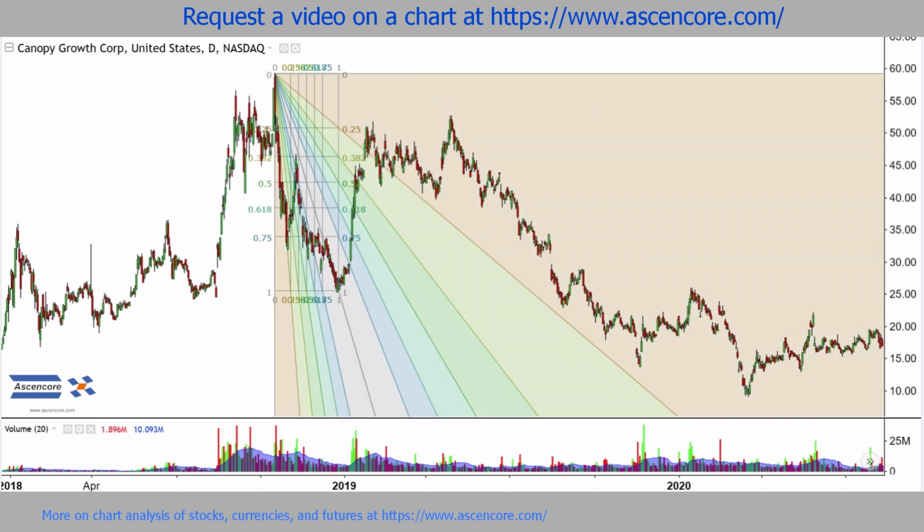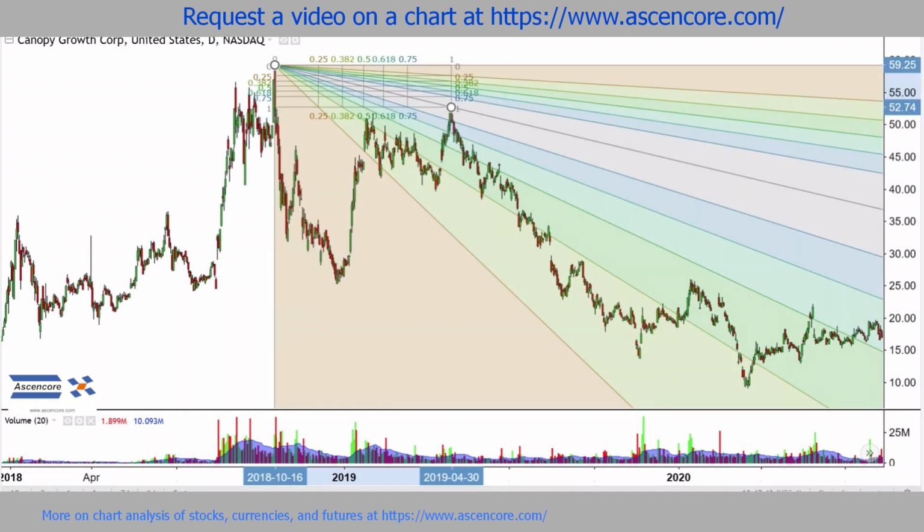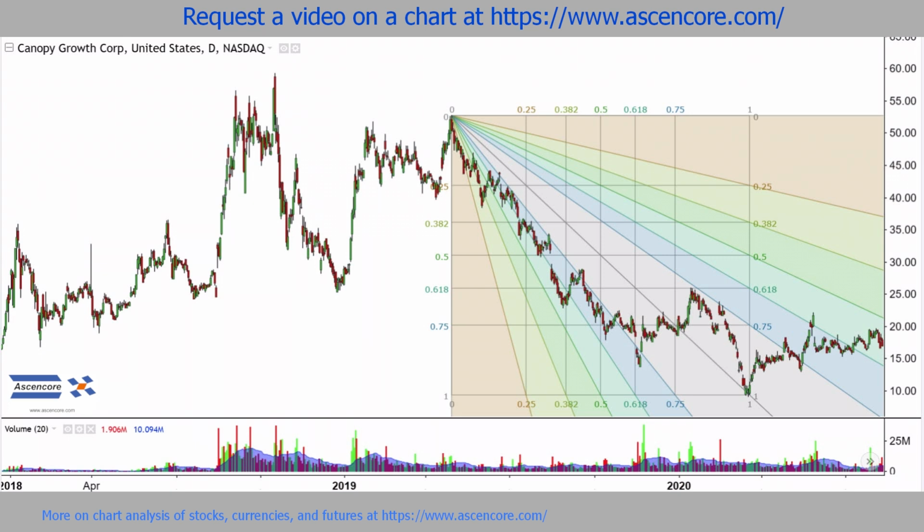When deciding on where to place a fib fan, there's not always one exact answer. For example, in this case, we use the steepest portion near the end of a downtrend.